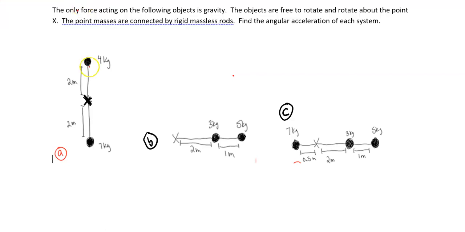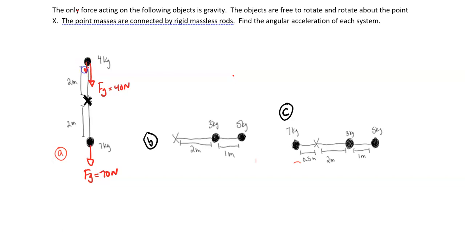Okay, so let's look at it. For this 4 kilogram mass, you have gravity pushing downwards on it. Force of gravity is going to be 40 newtons. You also have gravity on the 7 kilogram mass, which is pushing down 70 newtons. So what torque is this 4 kilogram one going to exert about the pivot? What I think of is if you hold your pencil or pen vertically and you push down on the eraser or the end of it, is that going to cause it to rotate? No, that's not going to cause it to rotate at all.